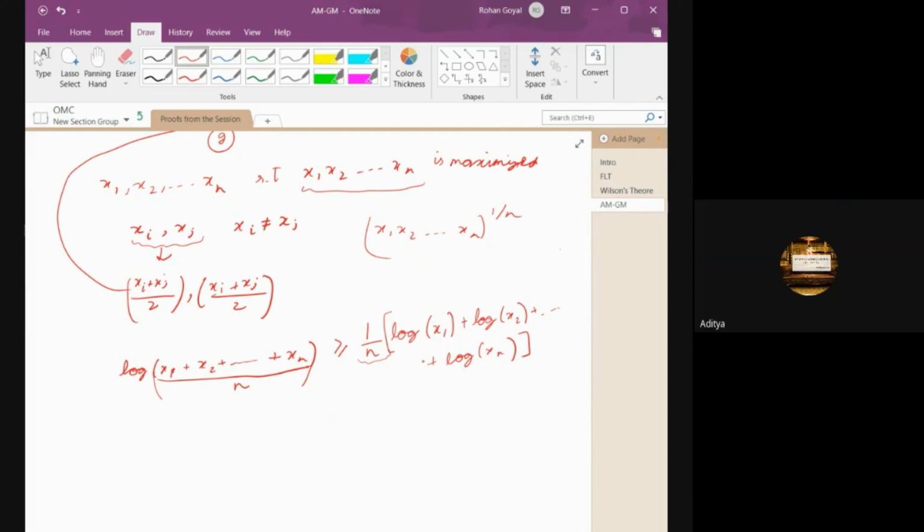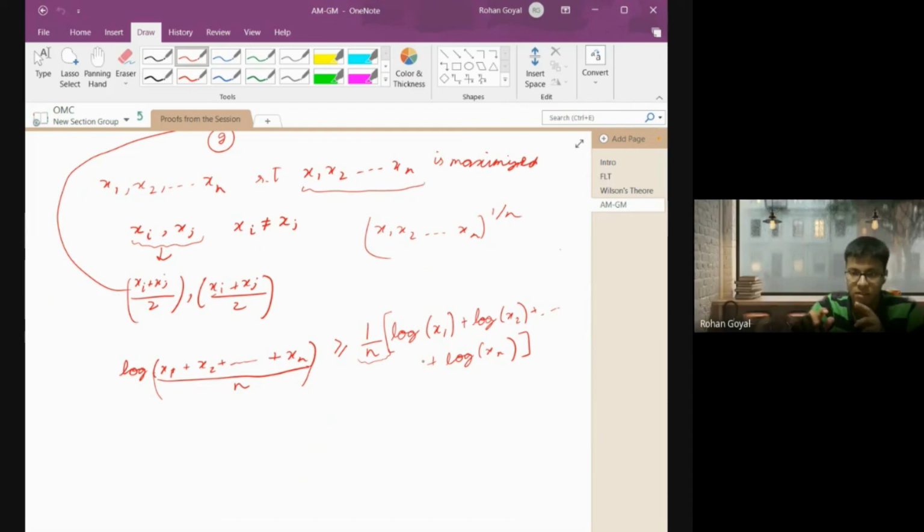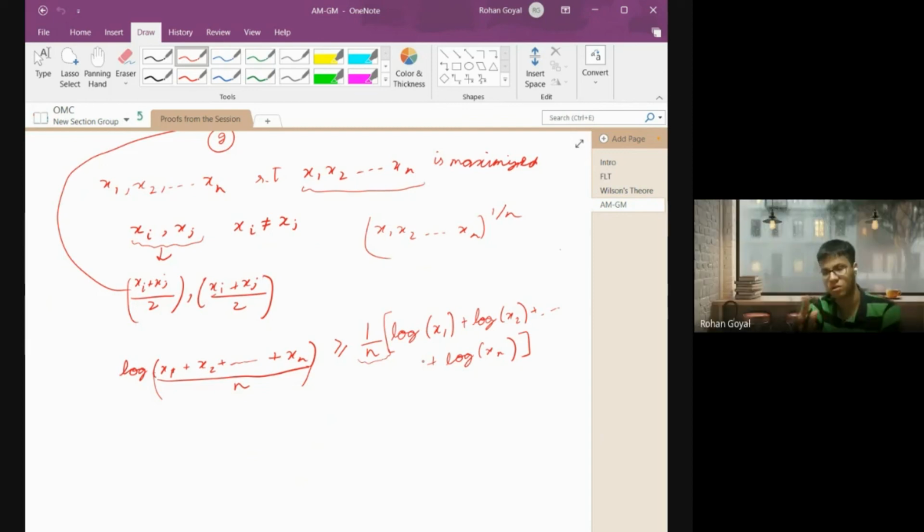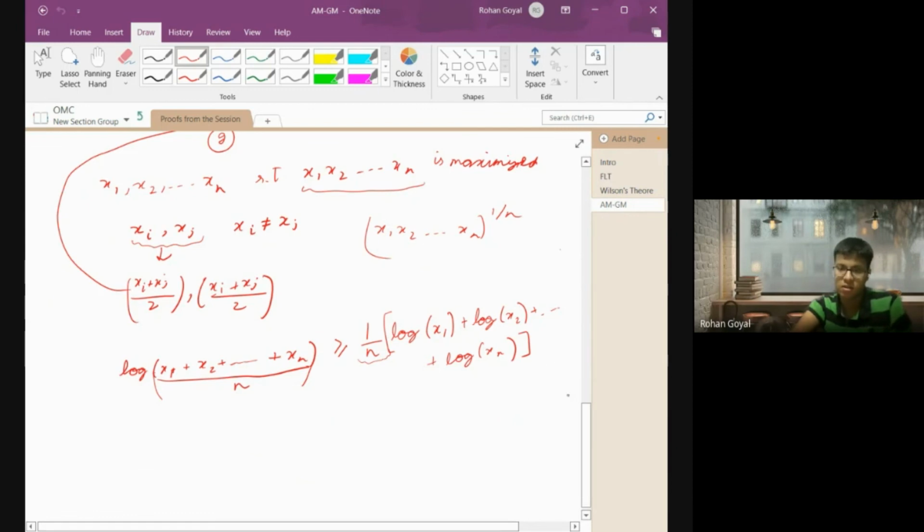Aditya, okay, go on. Anurag, what were you saying? We need to involve the n minus 1 equal value principle somehow here. No, no, no, no, using convexity, nothing like that.